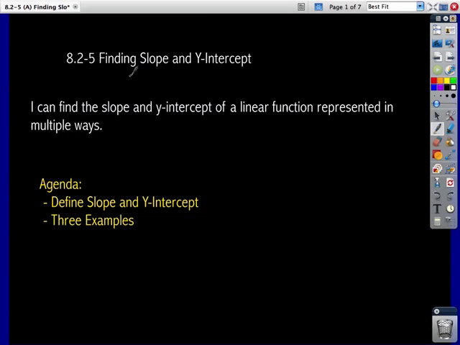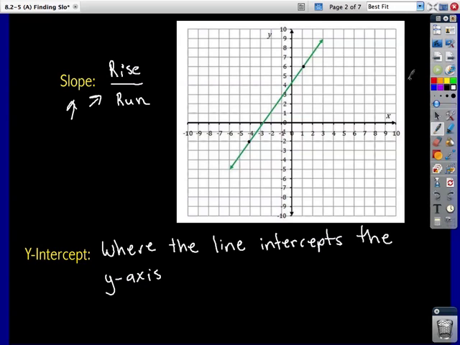Okay, this is finding slope and y-intercept 2-5a. I should probably have an A in there. The I can statement: I can find the slope and y-intercept of a linear function represented in multiple ways. So we're going to look at linear functions in all different forms and find the slope and y-intercepts. We're going to define those things and then just do 3 quick examples. A lot of this is review. There are a few new components.